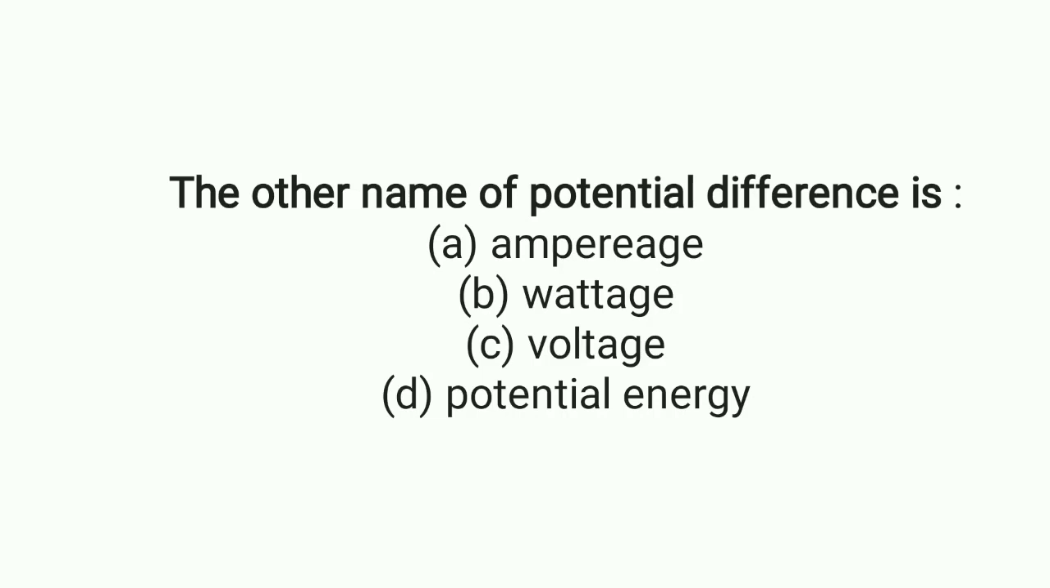Next question. The other name of potential difference is option A, amperage, B, wattage, C, voltage, option D, potential energy. The other name of potential difference is voltage. Option C is the correct answer, because here ampere is the unit of current, wattage is the unit of power, whereas potential energy is a physical quantity, that is energy.